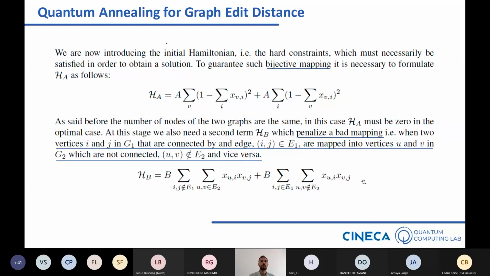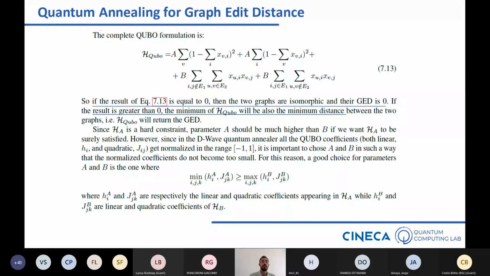Then, in general, the general form is this one again, where you have A and B, the strengths of these two terms. The first line here is the hard constraint, so A has to be much higher than B in theory. But you can prove that, like we've seen before, if this condition holds, basically you are okay, so the solutions that you find are correct.